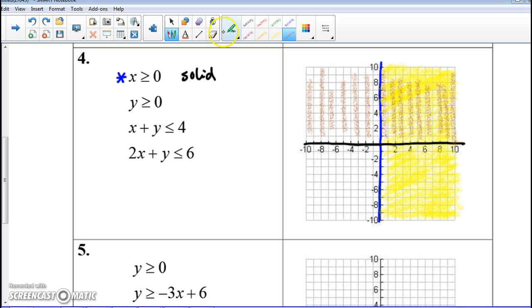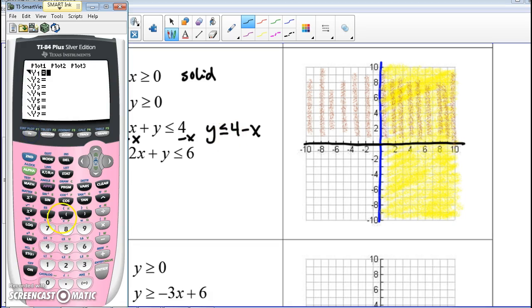So now we have 2 that are not calculator ready. So let's start with x plus y less than or equal to 4. So we're going to subtract x. So now it is calculator ready. We don't need to change the sign because we didn't divide by a negative. So we're going to put this in our calculator. And that's a less than. So we're going to pick the less than symbol this time. And again, a solid line. So 4 minus x.